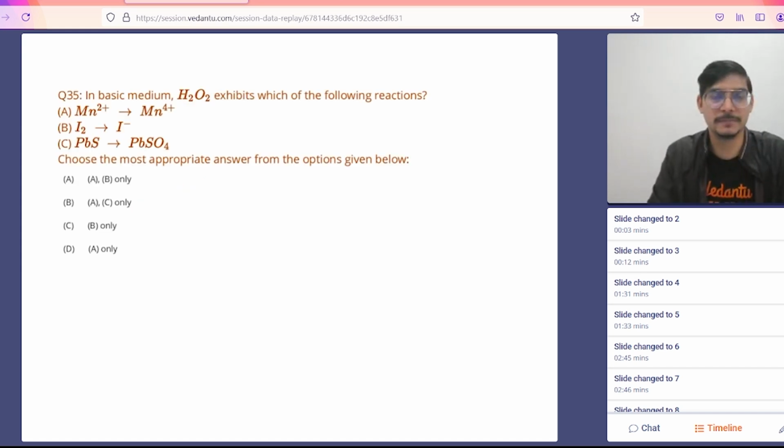Moving to the next question, in basic medium, H2O2 exhibits which of the following reactions? So these reactions you can find in NCERT book also. H2O2 oxidizes Mn2+ to Mn4+ and reduces I2 to I minus. The change from lead sulfide to lead sulfate happens in acidic medium, not in basic medium. So the correct answer would be option A and B. That is option A here.